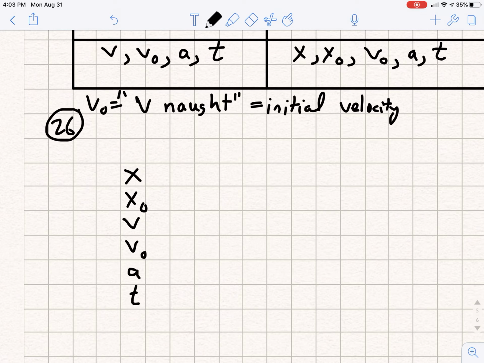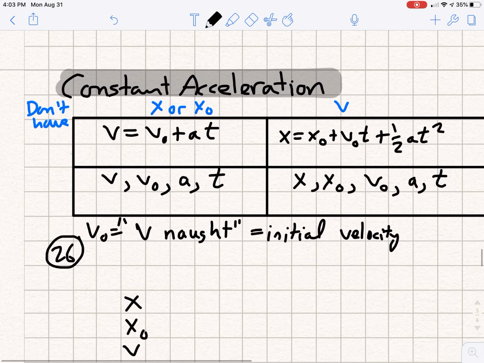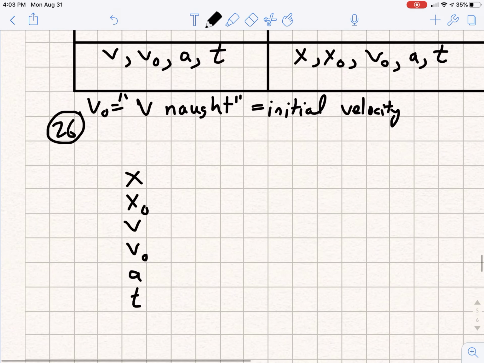Now, when you do a problem, you will know 3 of these 6 variables. Anytime, you will always know 3 of these 6. You will not know 2 of the 6, one of which you don't even care about, and one of which is the variable you don't have, which eliminates that particular equation from being used.